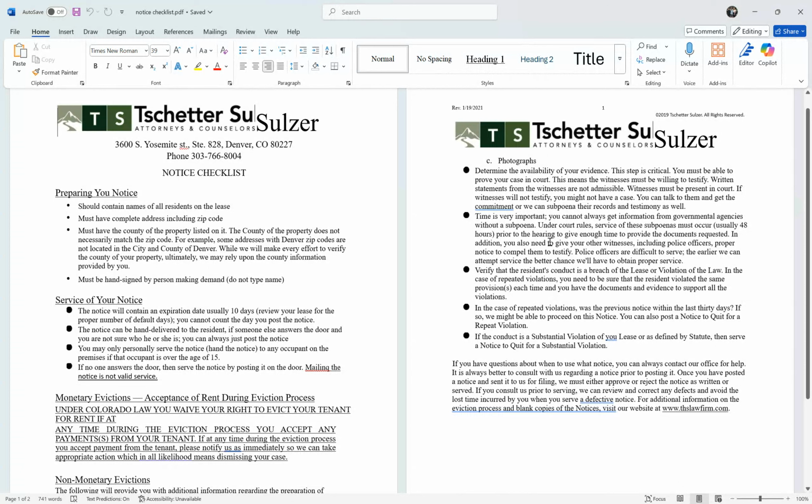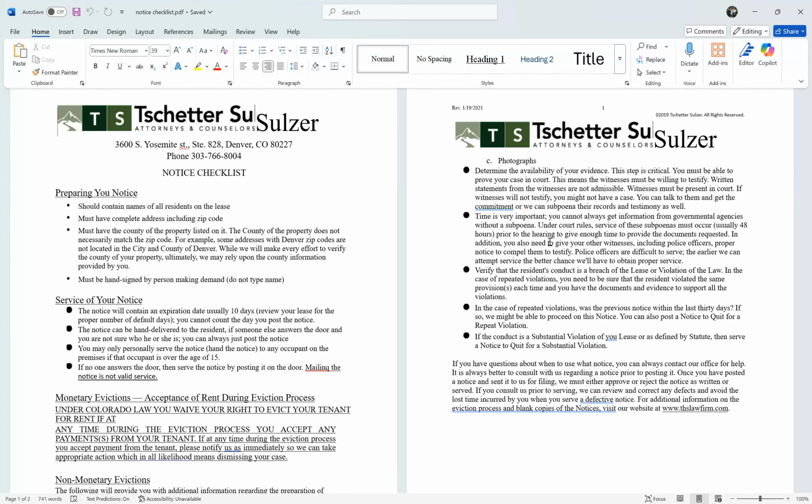Determine the availability of your evidence. This step is critical. You must be able to prove your case in court. This means the witnesses must be willing to testify. Written statements from the witnesses are not admissible. Witnesses must be present in court. If witnesses will not testify, you might not have a case. You can talk to them and get the commitment, or we can subpoena their records and testimony as well.